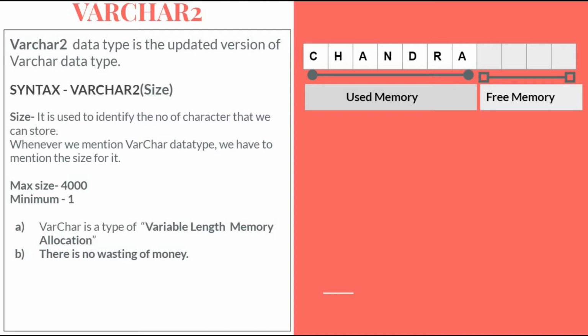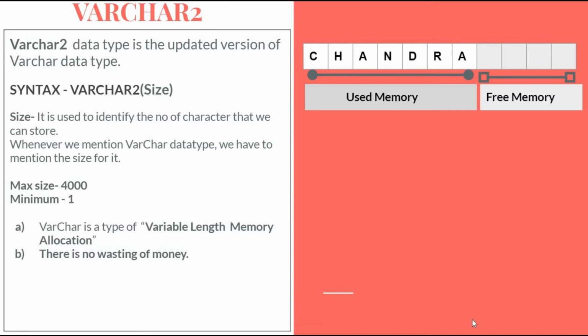Let me know one thing: what is the maximum length of char and varchar? If you know the answer, please comment below in the comment section. I already told you about the maximum length of char and varchar. So the advantage of varchar2 is that the maximum length is 4000. That's why varchar2 is the updated version of varchar. What is the syntax of varchar2? Simply the same as char and varchar: mention the size. So this is the basic difference between varchar2 and char.